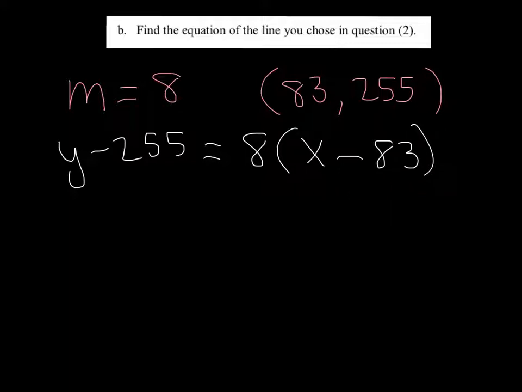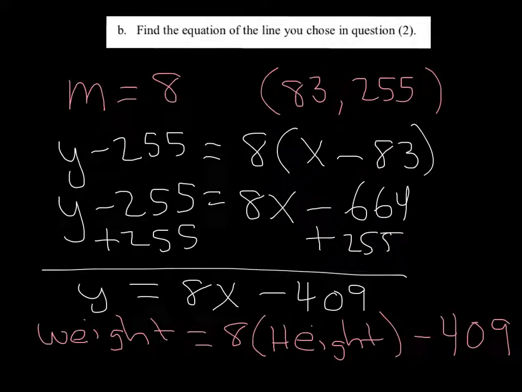You finish this out. Get this into y equals mx plus b form. Press pause now. Okay, and this is what I get. Down here, I get y equals 8x minus 409, or the weight is an estimation of 8 times the person's height minus 409. That should give us a ballpark estimate of somebody's weight.